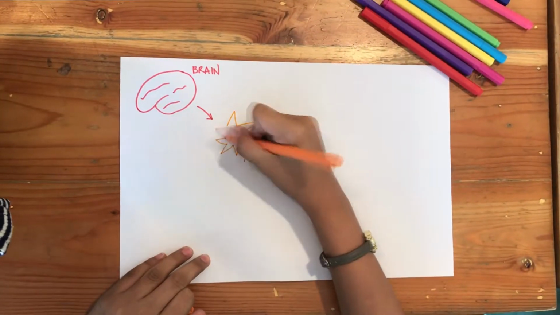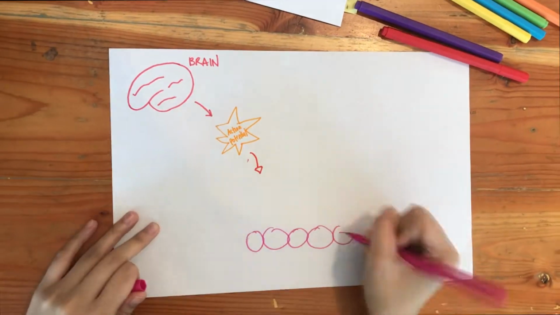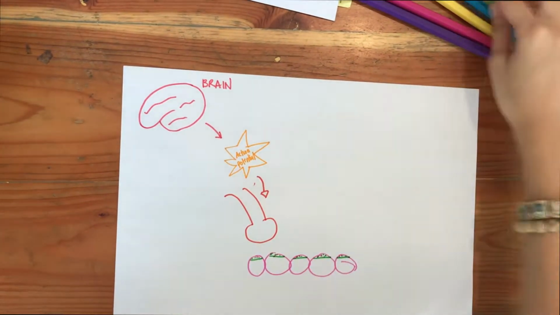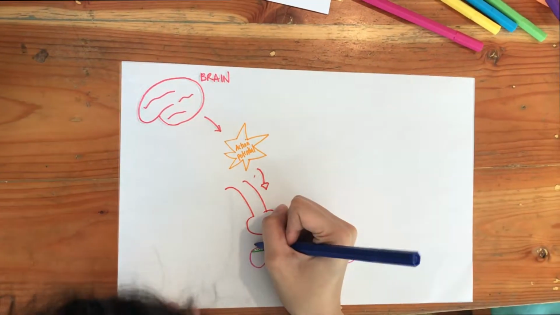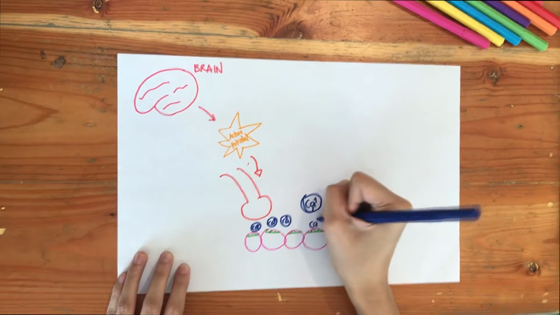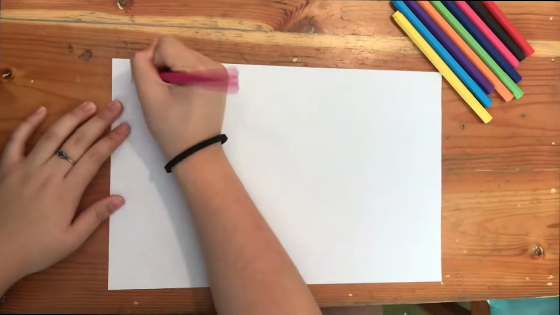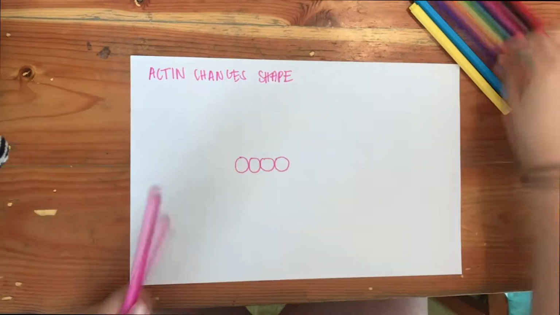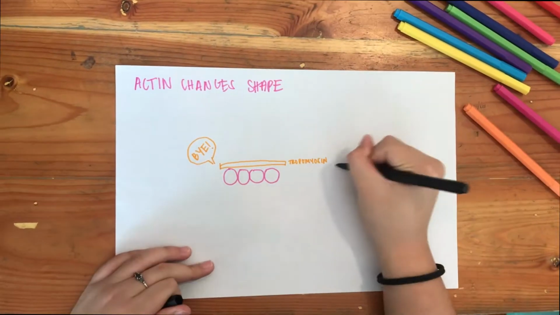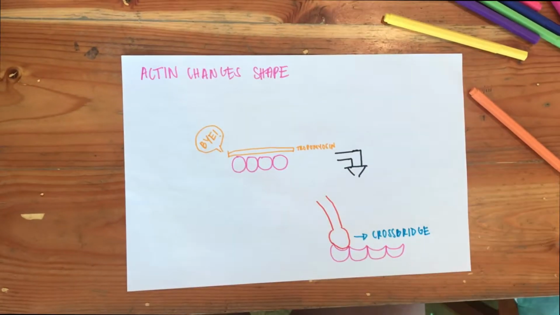When we want to move our muscles, an action potential or nerve impulse travels from the brain to the muscles, where it triggers an influx of calcium ions that bind to the troponin receptors. This causes the actin to change shape. Tropomyosin moves away from actin, revealing binding sites for the myosin to attach to. This is called a cross bridge.